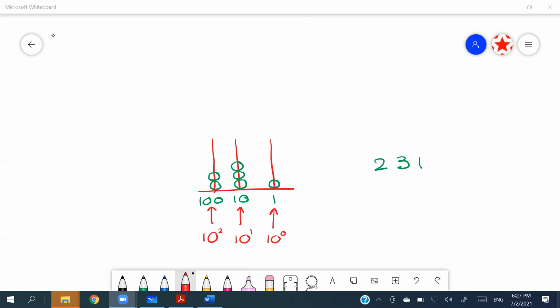Yeah, right, okay. So now we can analyze how this 231 formed.